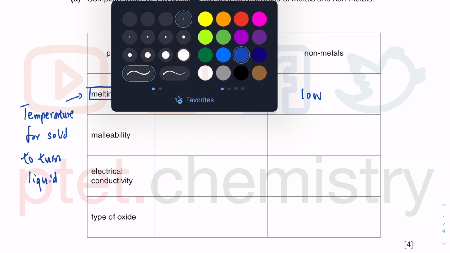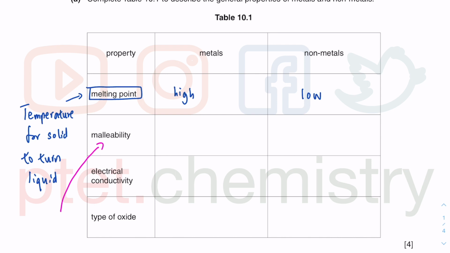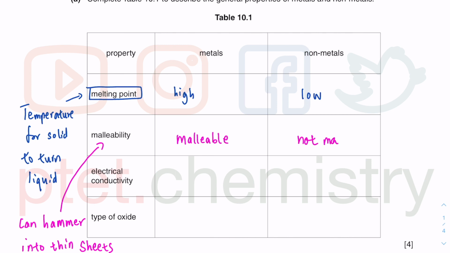Now the other aspect here is something called malleability. Malleability means you can hammer into thin sheets. That is a property of metals. So all metals are malleable. You can hammer metals into thin sheets, and that can be used to make, like, the body of cars, the body of aeroplanes, and so on and so forth. So metals are malleable, whereas non-metals are not malleable. You can't really hammer non-metals into thin sheets.